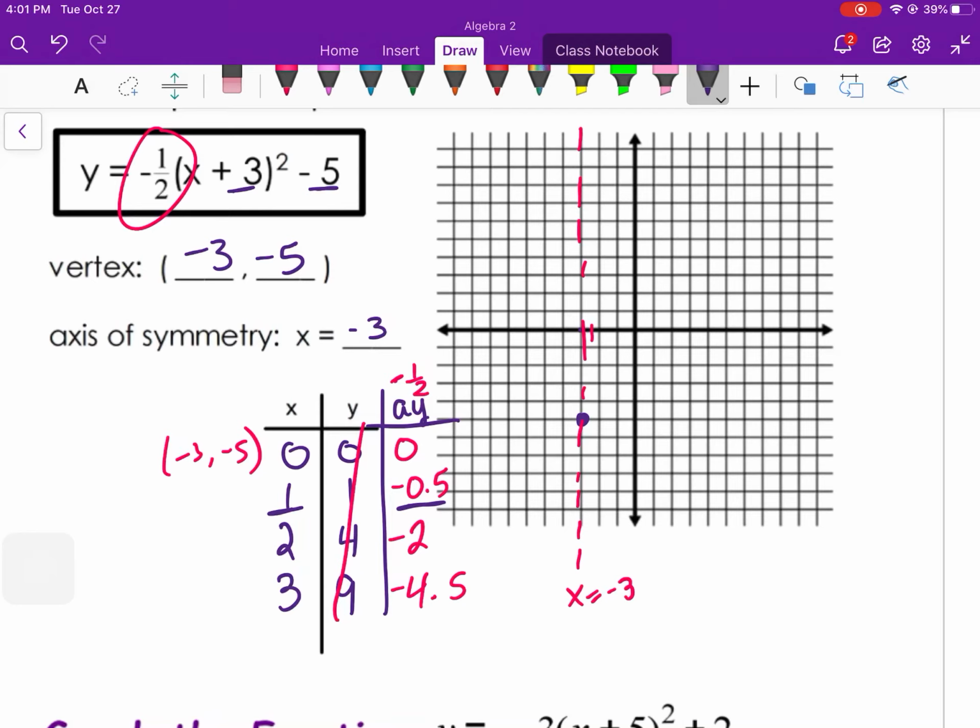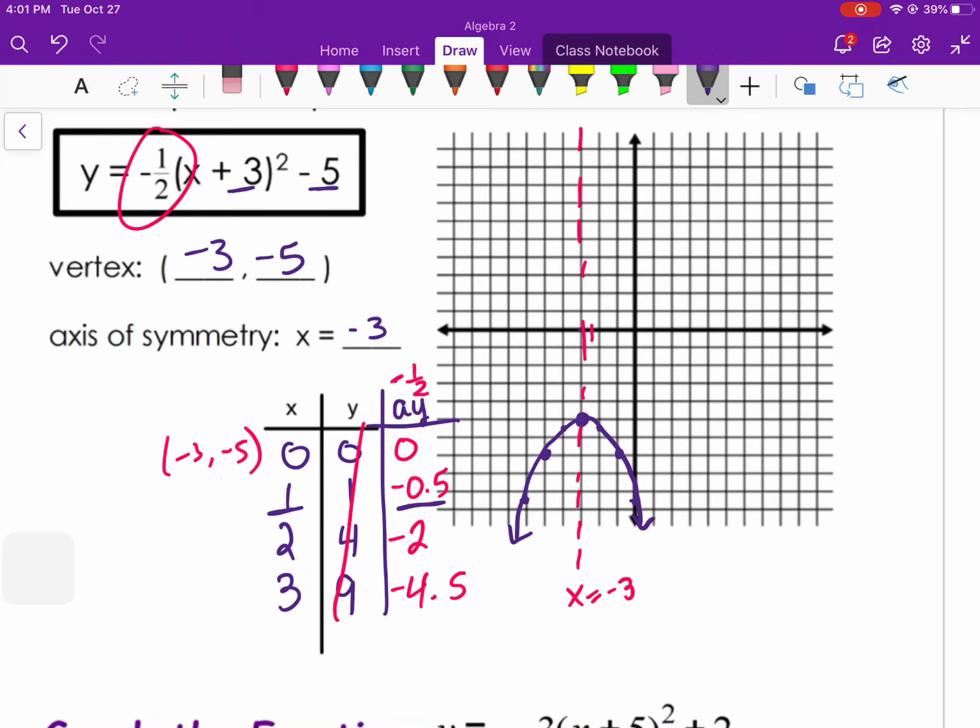Then 1 over 1 down 0.5. So from the vertex, over 1 down 0.5. Then over 2 down 2. From the vertex, over 2 down 2, reflected over. Then over 3 down 4.5, reflected over. So equidistant on the left side to the right side to reflect it.